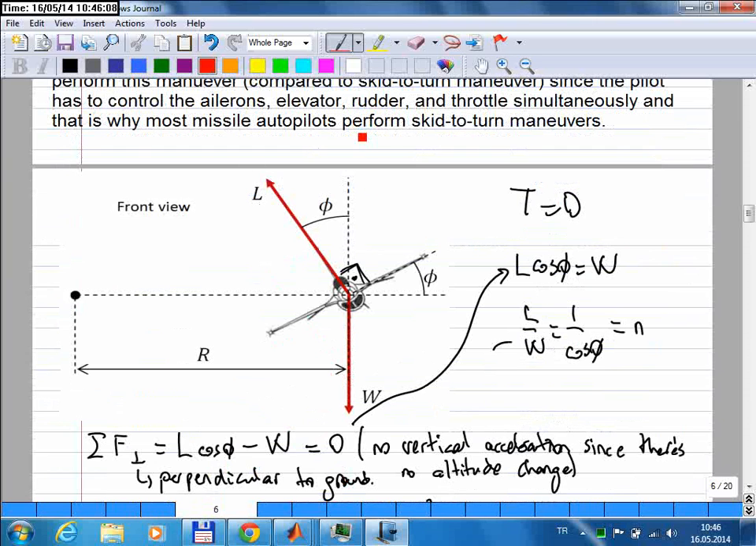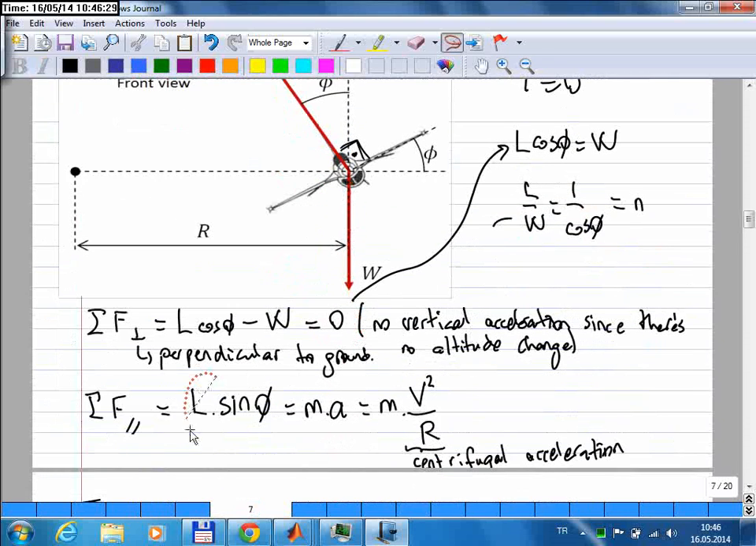Okay, so this is a better picture. Now you have this equation for the vertical forces, and the horizontal component of the lift vector is the main force that causes the rotation. The horizontal component is lift times the sine of that angle, and that should be equal to mass times the turning acceleration, which is v squared over r.